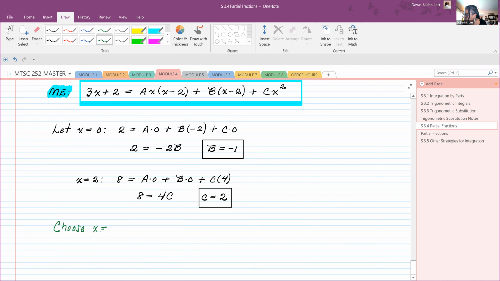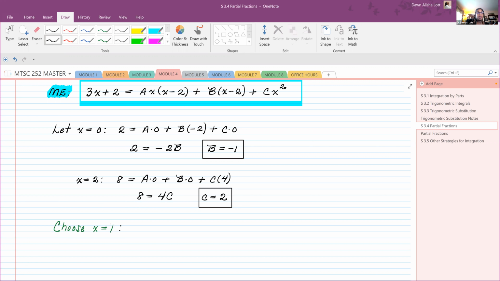Now, I'd like to choose a small x. That'll be nice. I'd like to choose a positive x, so I'm not working with a bunch of negative numbers. So I've already used 0, so I'm just going to choose x equals 1. Somebody else can choose x equals -1. You can choose x equals 3. You can choose x equals 11. It doesn't matter, the problem's going to work. I try to choose something small.